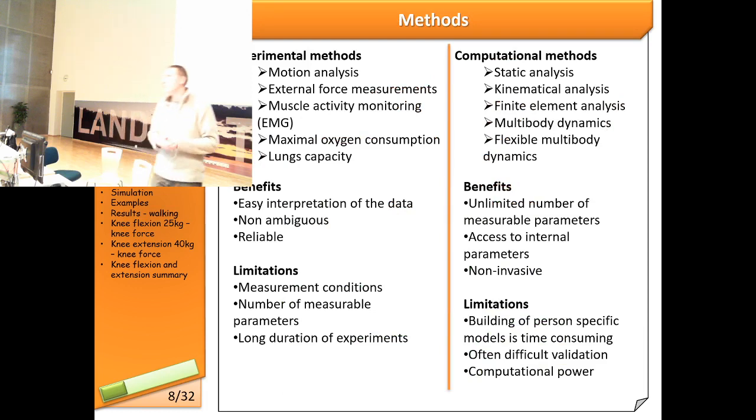Now, what kind of methods do we have in biomechanics? In general, we have experimental and computational methods. For the experimental, we can always analyze motion. This is something that is really old. Since the beginning of photography, people were interested in photographing people in motion, animals in motion, and seeing how we really move.